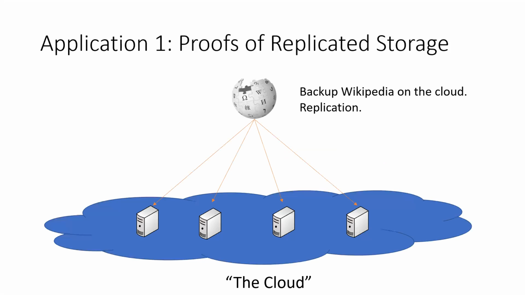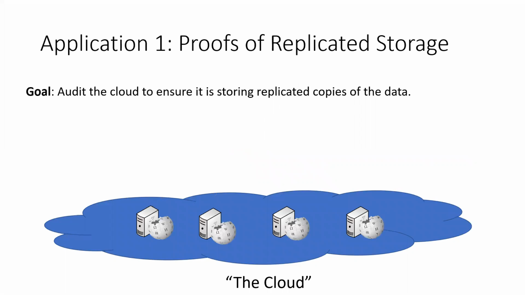So the proofs of replicated storage has the following question. Let's say I want to have a backup of Wikipedia on the cloud, and I want to use some cloud service to store backups of Wikipedia. The cloud service promises to do replication, to store many copies of this data, not just one, so if one server breaks down, we can still recover. And I want to somehow audit the cloud and make sure that it's not lying to me, that it is actually storing many copies of this data.